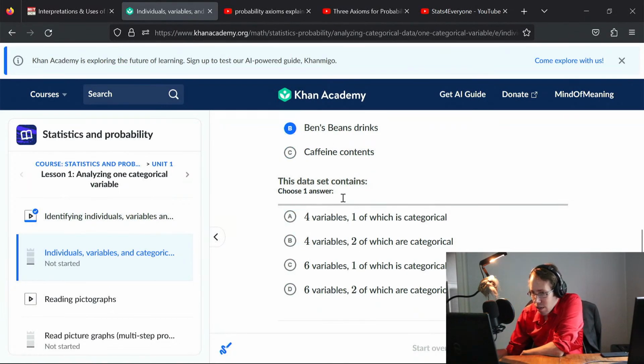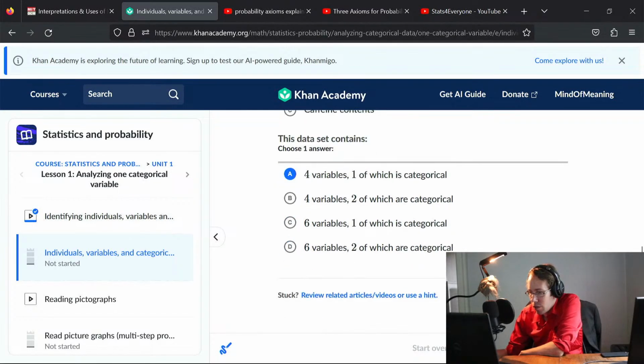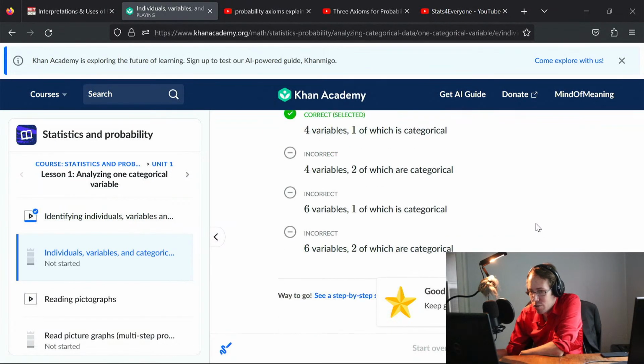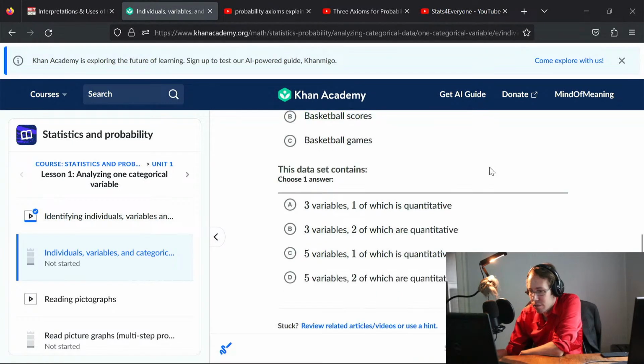Okay, this data set contains 4, he just gave me this answer. So 4 variables, one of which is categorical. Okay, check. Oh my goodness! I answered correctly the answers that he already answered. Go me.